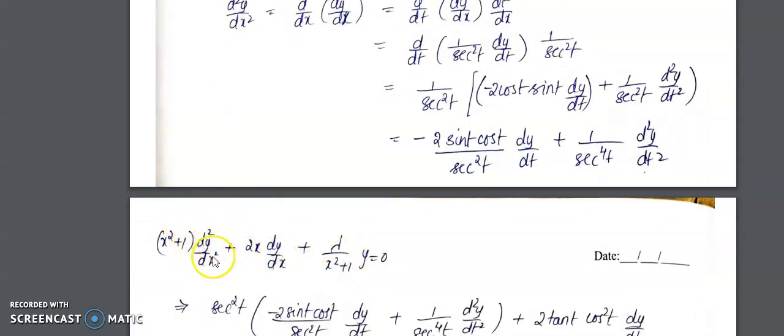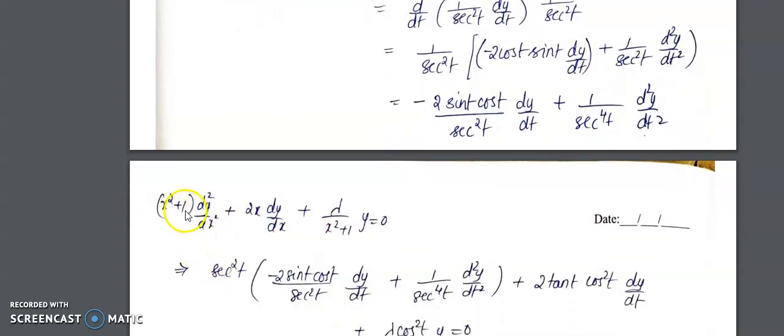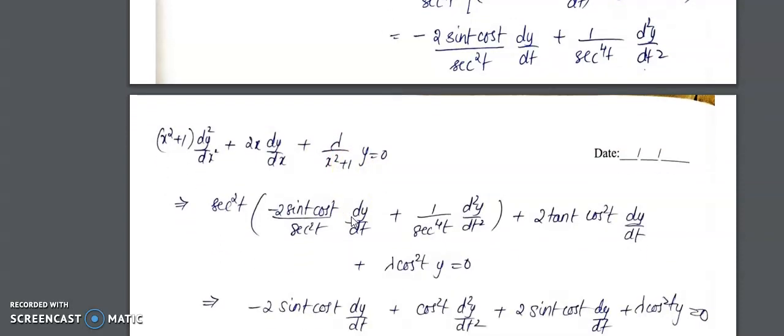So we have found dy by dx and d square y by dx square. Now x square plus 1, that is 1 plus tan square t. So that is equal to sec square t. Then substitute d square y by dx square. Then 2 tan t will come here. dy by dx will be cos square t dy by dt plus lambda. This is 1 by sec square t. 1 by x square plus 1 will be 1 by sec square t. So that will be cos square t y equal to 0.